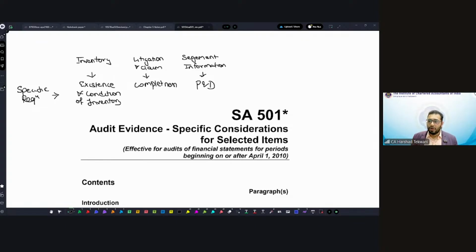Management does something already. Management also does the inventory count on a periodic basis. There is a term called cyclic inventory count. What is cyclic or cycle inventory count? Cyclic inventory count is a process of counting the inventory.